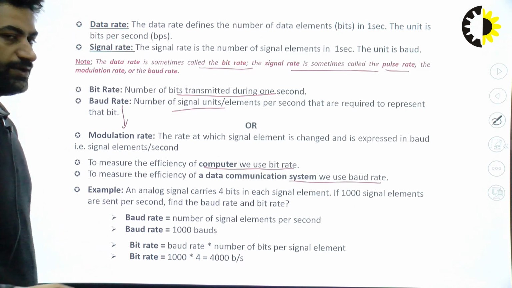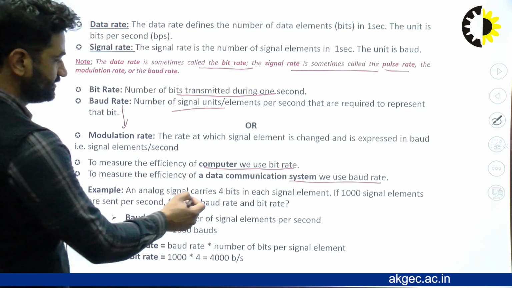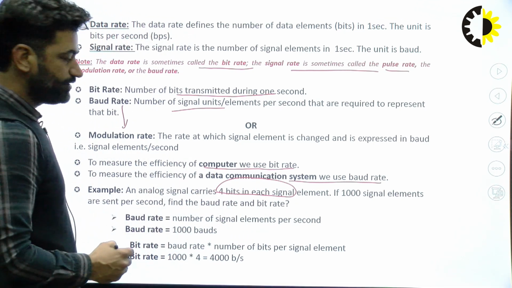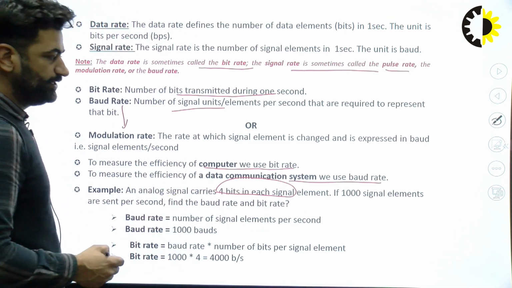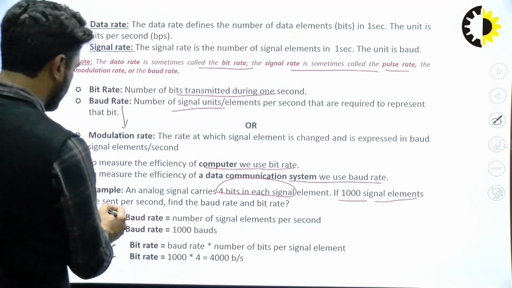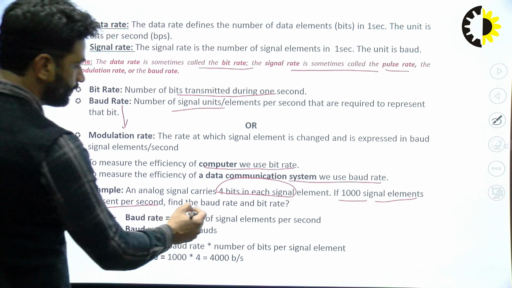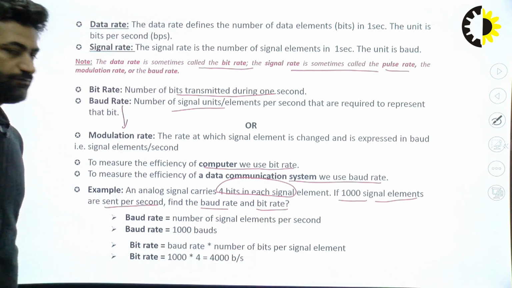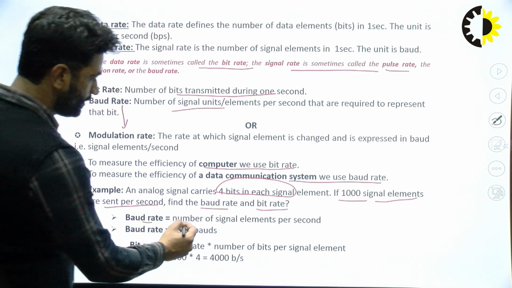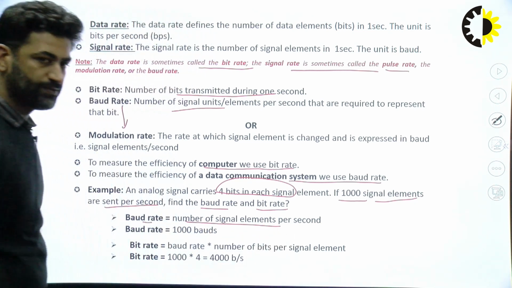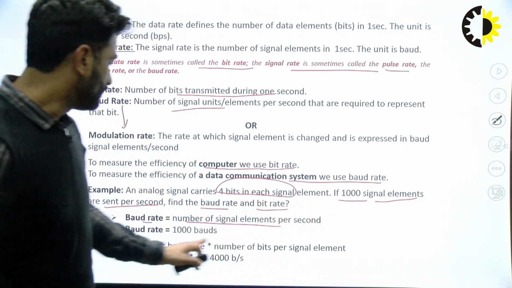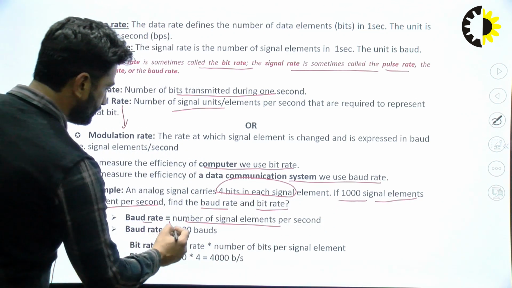Now see an example. An analog signal carries 4 bits in each signal element. If 1000 signal elements are sent per second, find the baud rate and bit rate. Now, what is baud rate? It is the number of signal elements per second. So how many signal elements are transmitted in 1 second? That is 1000. So the baud rate will be 1000 baud.